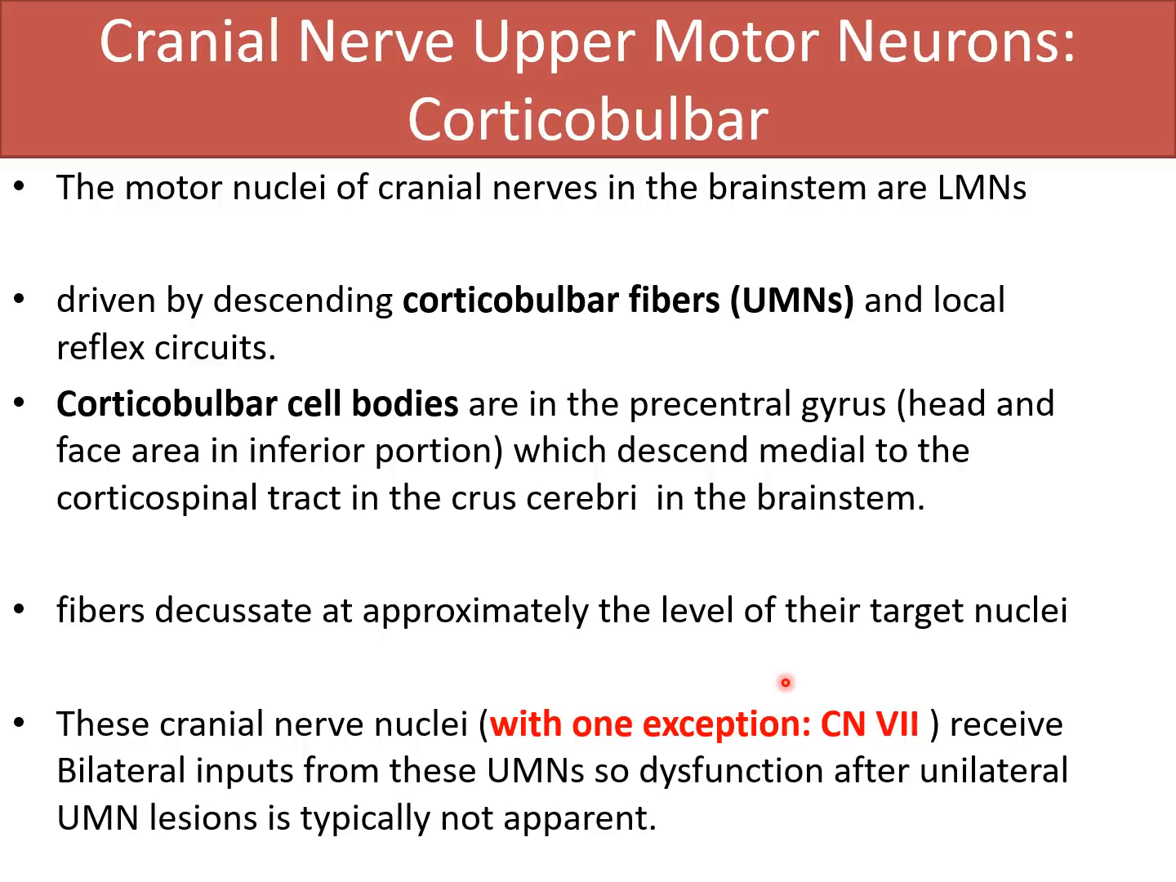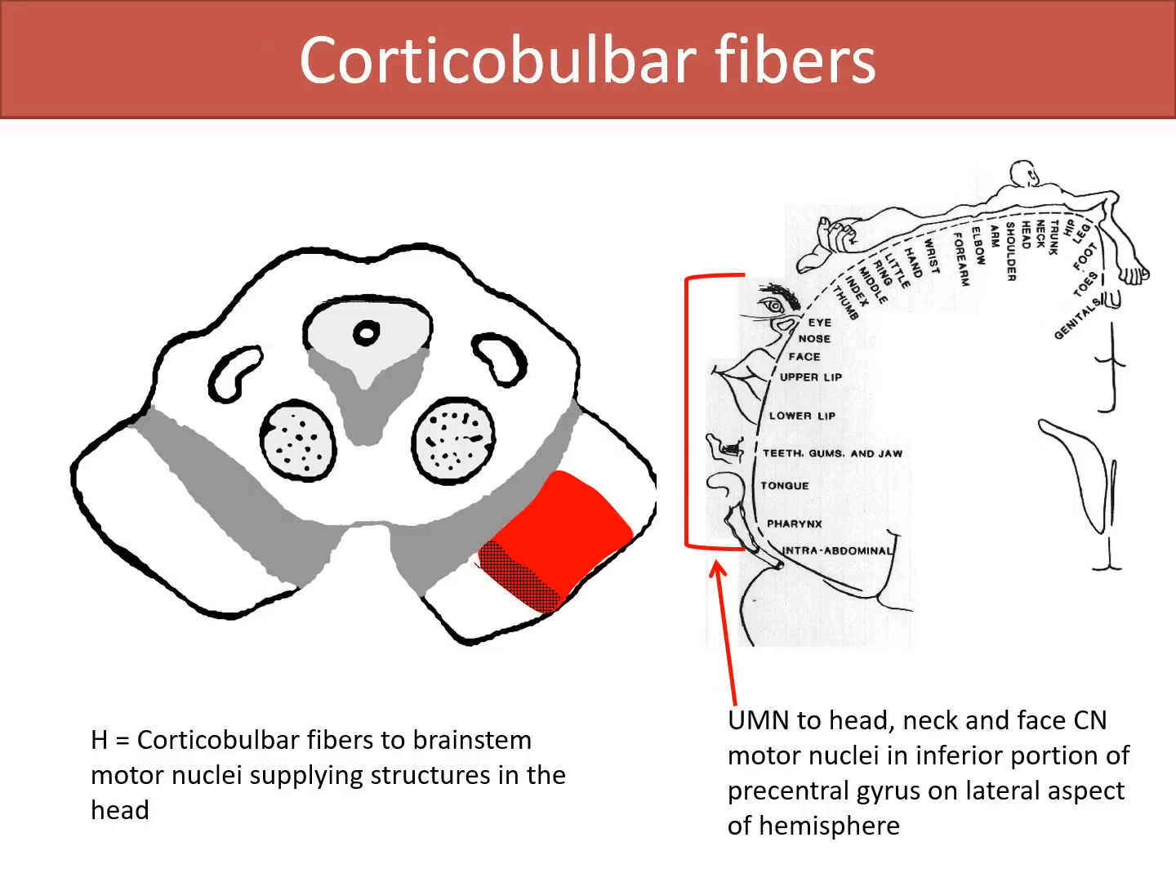As a result, upper motor neurons, that is those up in the cortex, will have an effect on the opposite side of the body, while those that hit the lower motor neuron or the nucleus generally will have an ipsilateral effect. And we'll talk about an exception for cranial nerve 7, which gets bilateral input from the two hemispheres.